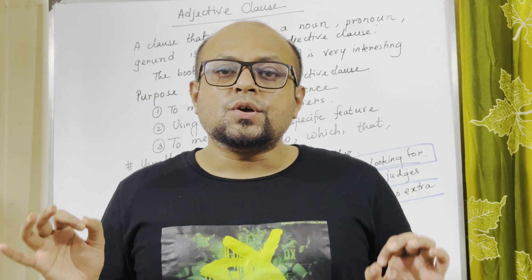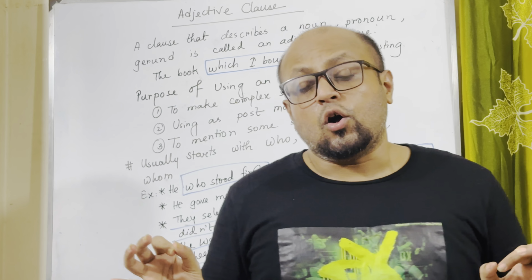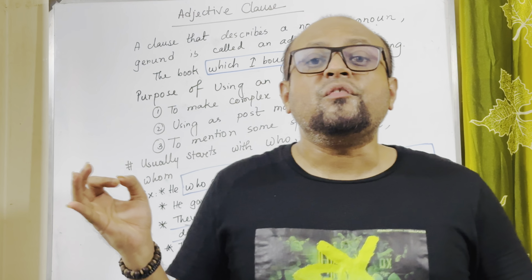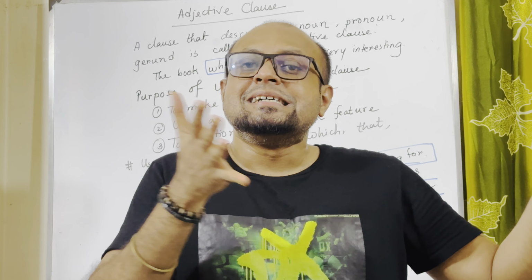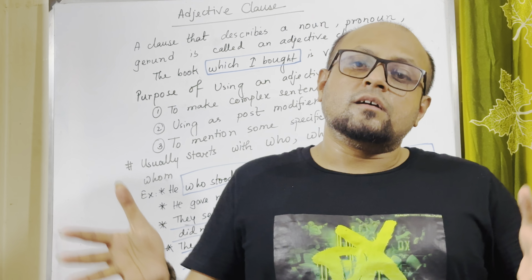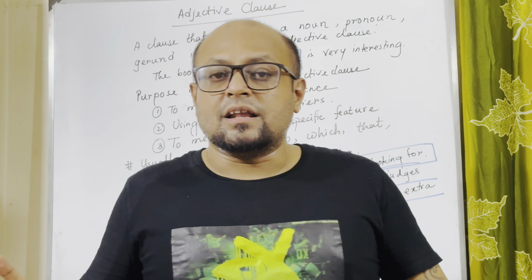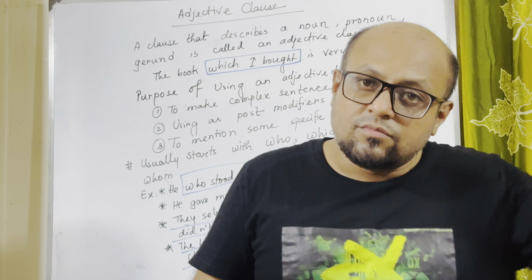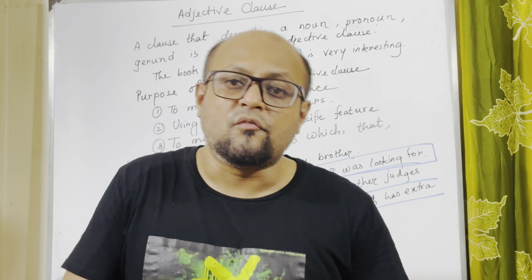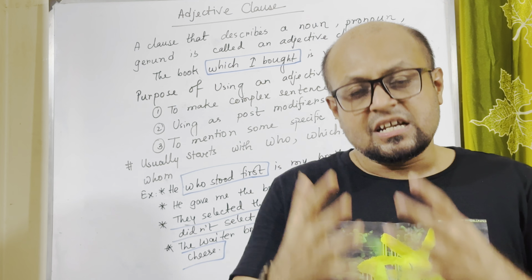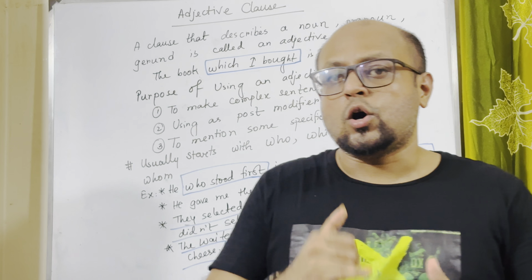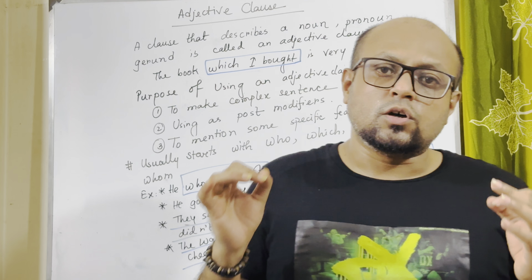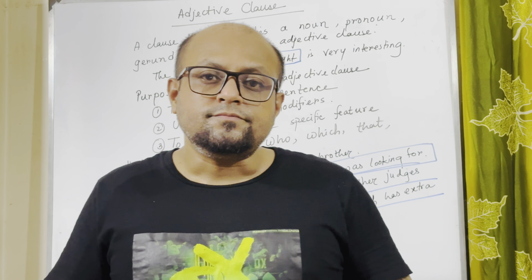So a clause is basically a group of words in which you will get a finite verb. It's a part of a sentence, and clauses are mainly subordinate clause and principal clause. From the subordinate clause you will get several other divisions like noun clause, adjective clause, adverb clause. So let's talk about adjective clause.